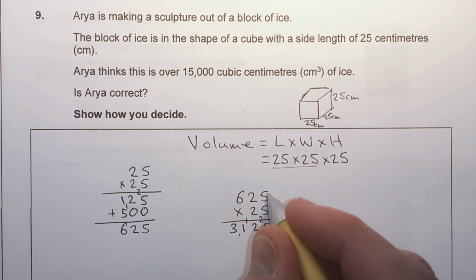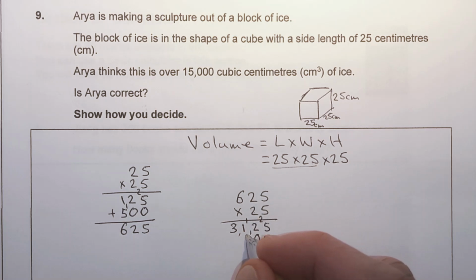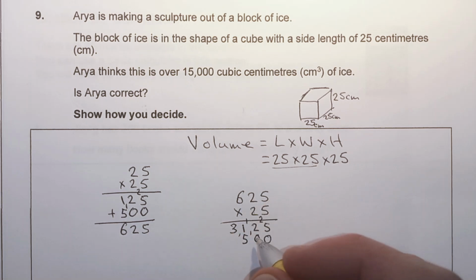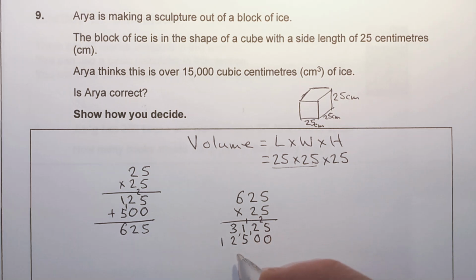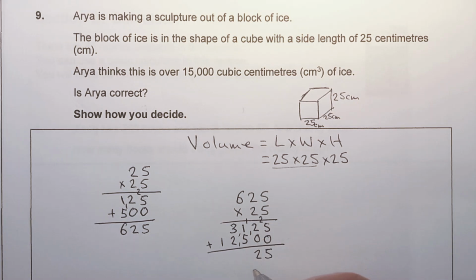Put a 0 here. 2 times 5 is 10. 2 times 2 is 4, plus 1 is 5. 2 times 6 is 12. So add these together. 5 plus 0 is 5. 2 plus 0 is 2. 1 plus 5 is 6. 3 plus 2 is 5. 1 on its own is just 1.